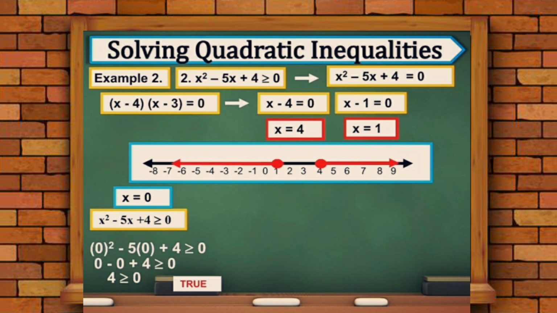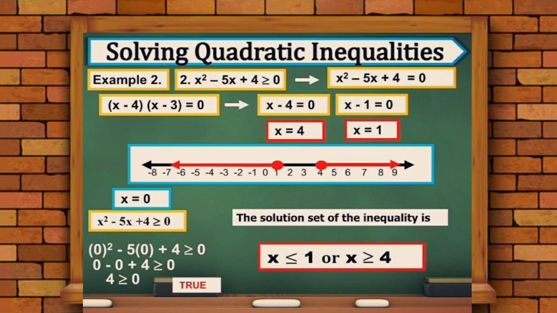So we will put our arrow there and we will have again a separated solution. So we will write it in a separate way. X is less than or equal to 1 or x is greater than or equal to 4. So the solution set of the inequality is x is less than or equal to 1 or x is greater than or equal to 4.